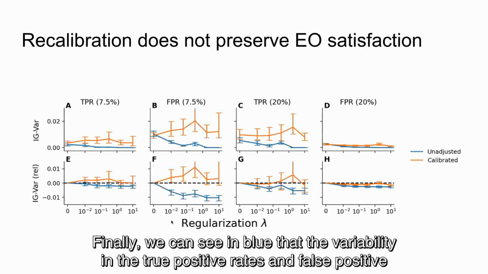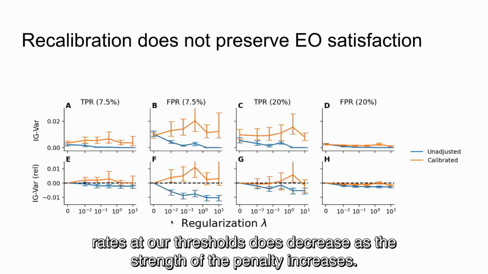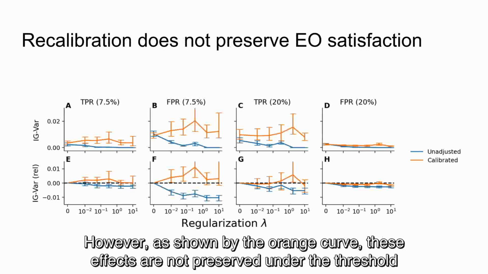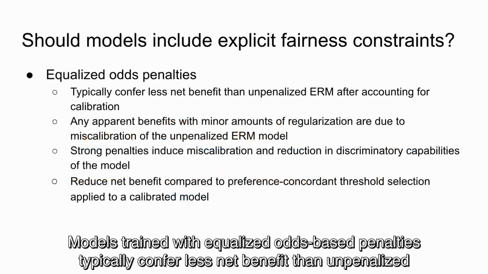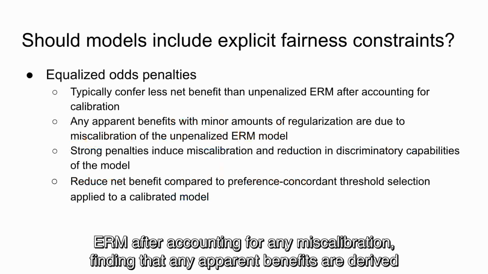Finally, we can see in blue that the variability in the true positive and false positive rates at our thresholds does decrease as the strength of the penalty increases. However, as shown by the orange curves, these effects are not preserved under the threshold adjustment procedure to account for miscalibration. Models trained with equalized odds-based penalties typically confer less net benefit than unpenalized ERM after accounting for any miscalibration.